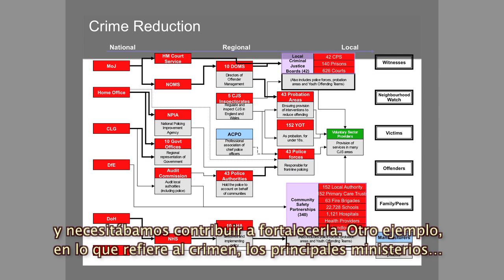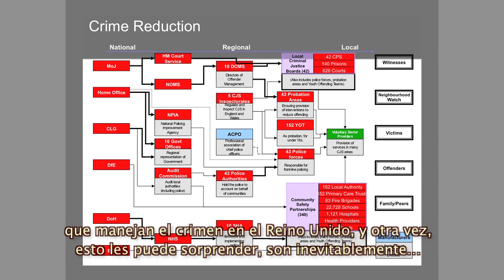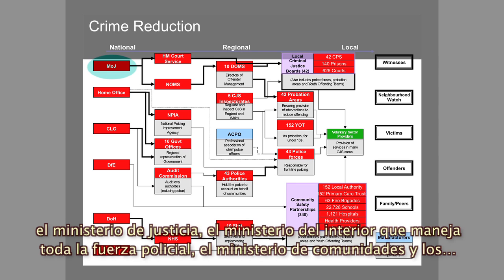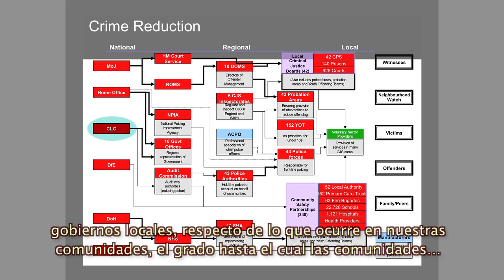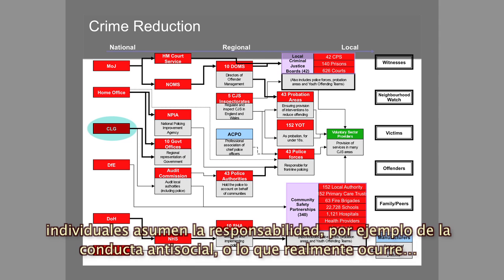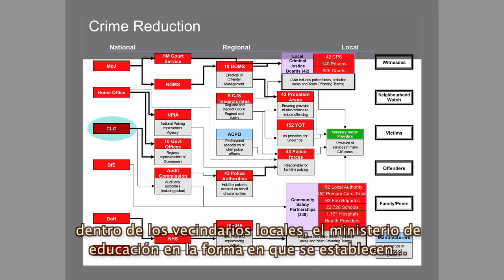There's another example in terms of crime. The major departments that handle crime in the UK, and again, you might be surprised at some of these. Inevitably, the Ministry of Justice, the Home Office, which handles all of the police, relates to all of the police. Our Department for Communities and Local Government, in terms of what happens in our communities and the extent to which individual communities take responsibility, for example, for antisocial behavior, or what actually happens within their local neighborhoods.